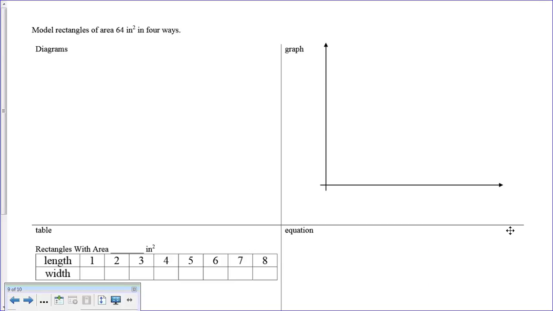All right, so we do know that its area equals length times the width, right? We know that its measurement in the area is in square units.